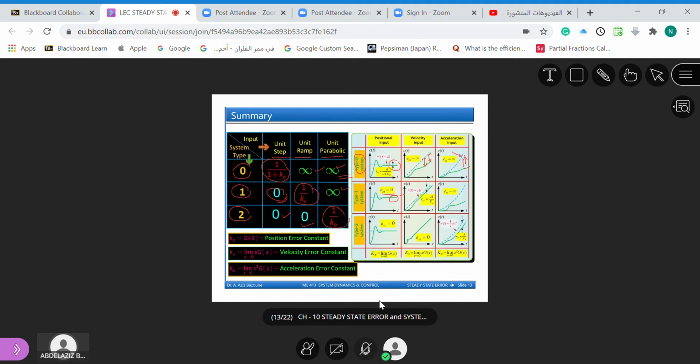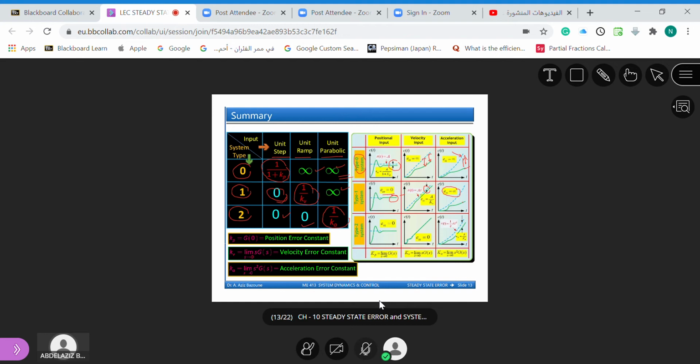So this one will be A over Kv. It will be 0.1, 0.2, 0.3. It is constant. For the acceleration input, the error is increasing with time, so it will be infinity.